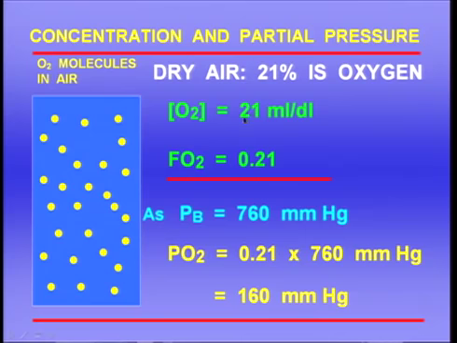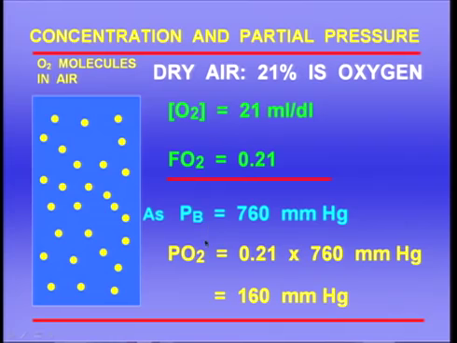Now, percentage concentrations all add up to 100. But in some cases, it's more useful for us to use what are called fractional concentrations. The only difference is that the fractional concentrations add up to 1. So the fractional concentration of oxygen would be 0.21, and you can see that all the fractional concentrations of all the gases would add up to 1.